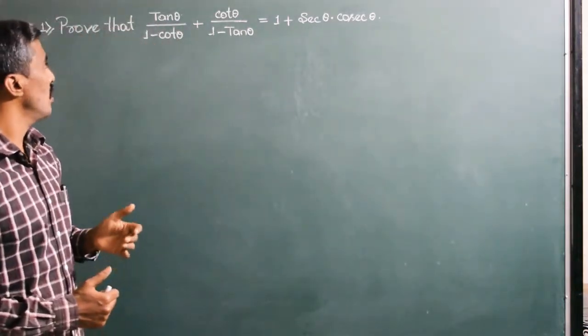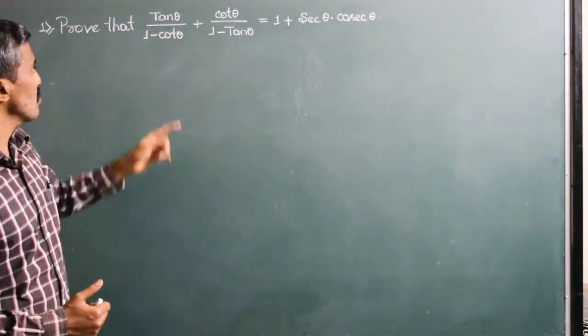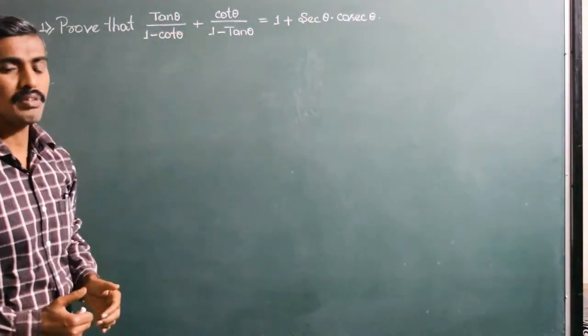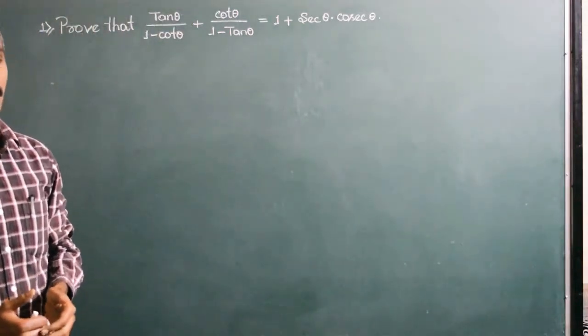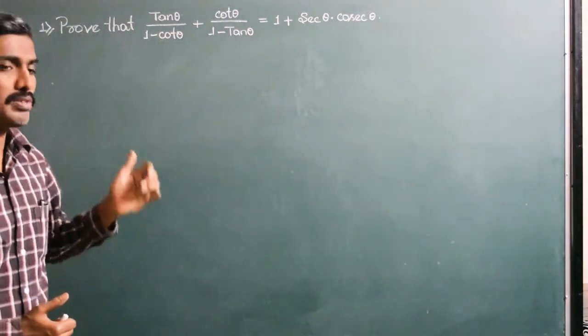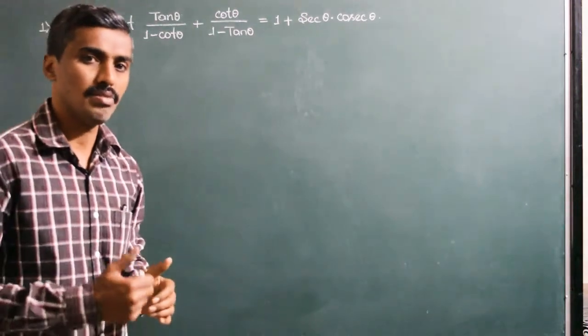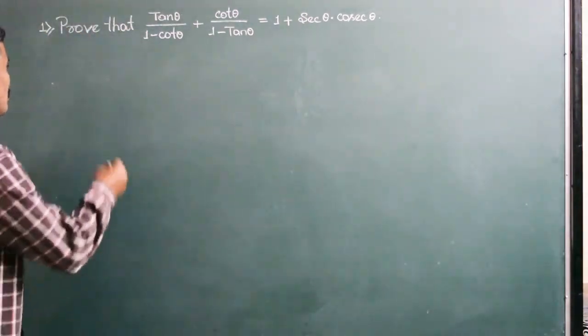But in the left hand side the terms are tan theta and cot theta, and we know how to express tan and cot in terms of sin and cos. So therefore, start the first step by expressing tan and cot in terms of sin and cos. Let me start the first step.